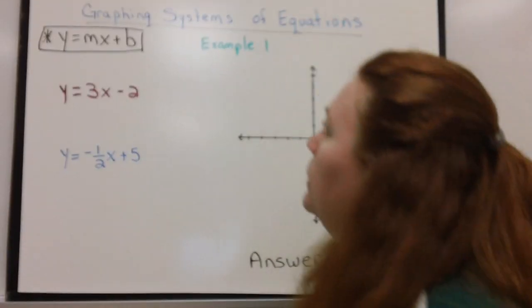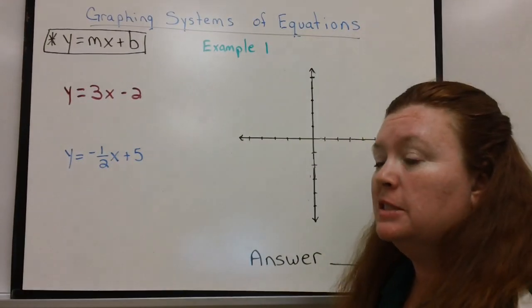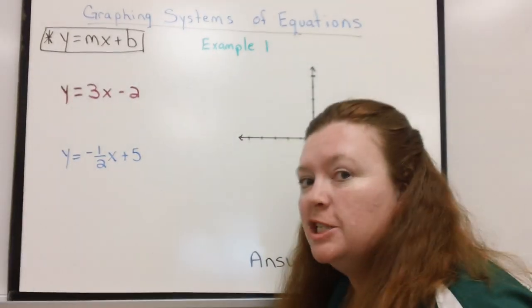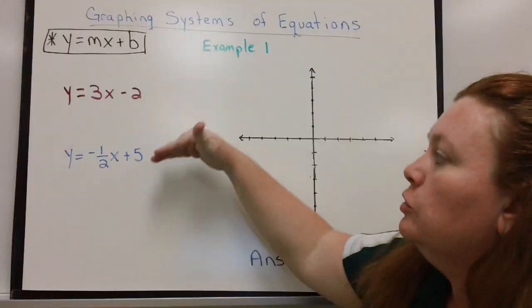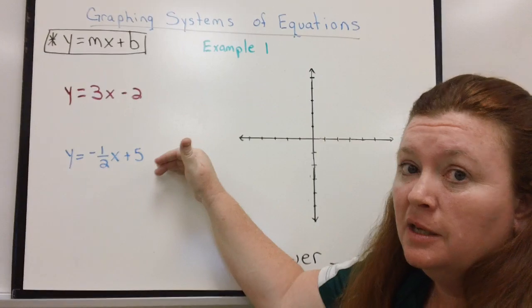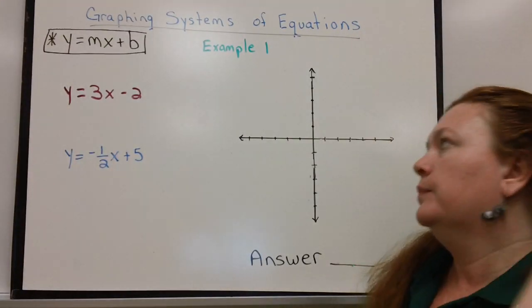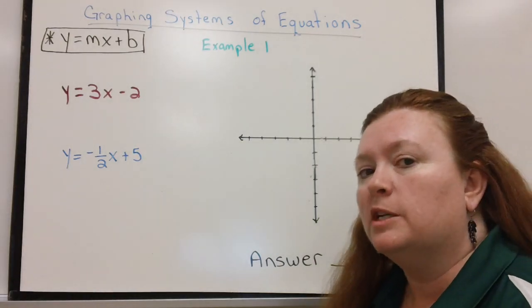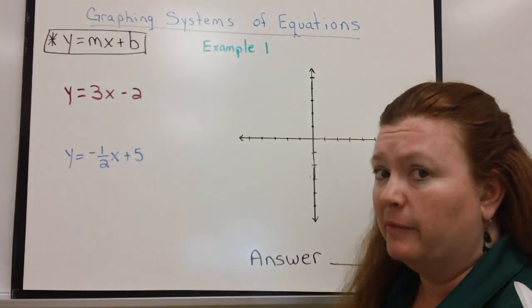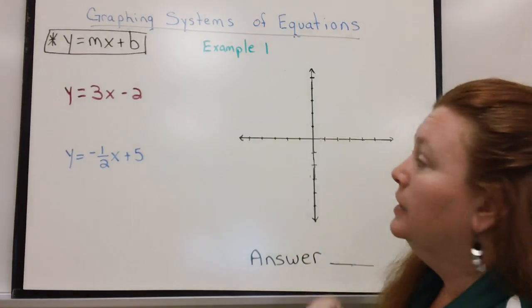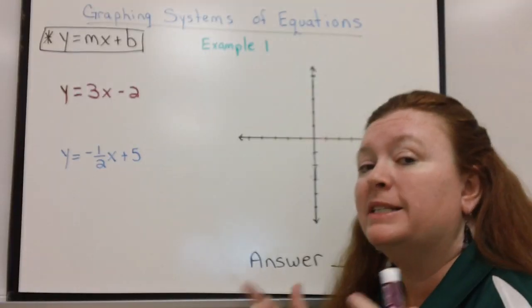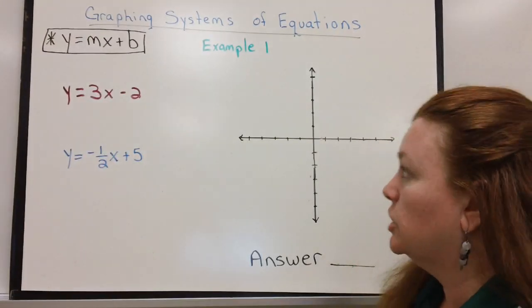All right, we're going to work on graphing systems of equations. What is a system of equations? It is when you have two or more equations that we're going to graph on the same coordinate graph. Our goal is going to be to solve the system of equations by graphing. Now, to solve it, what we're looking for is that one point where they intersect each other.